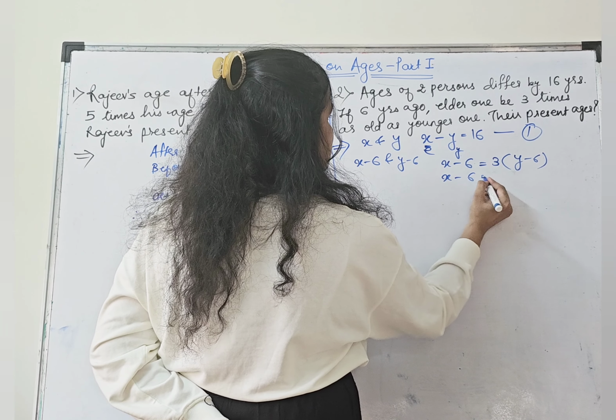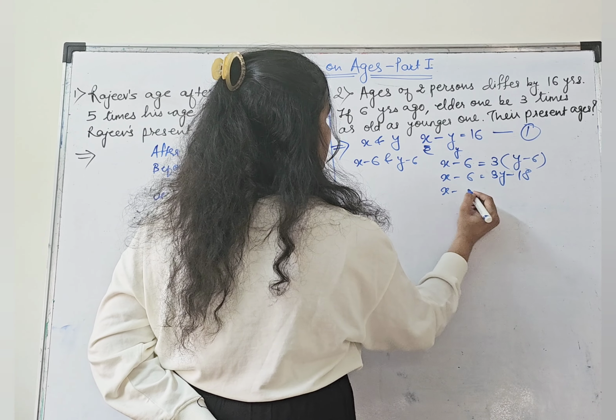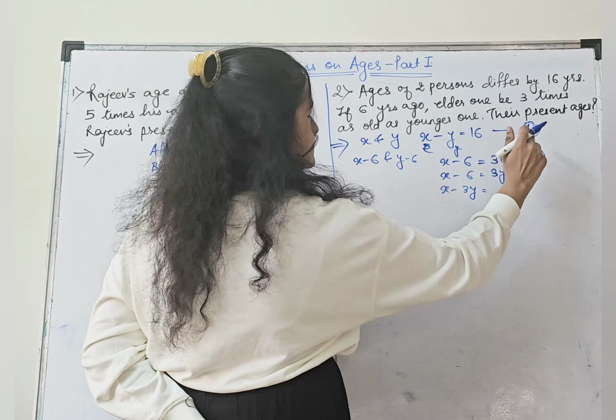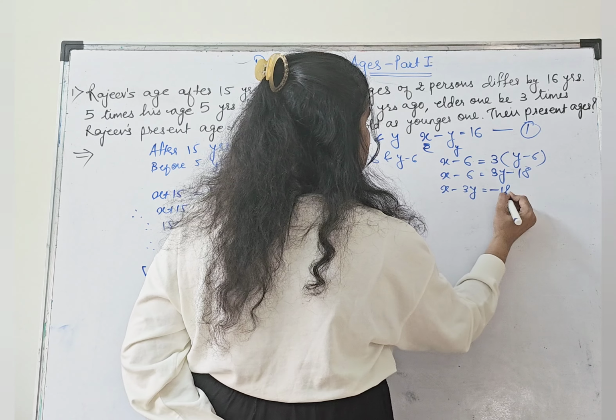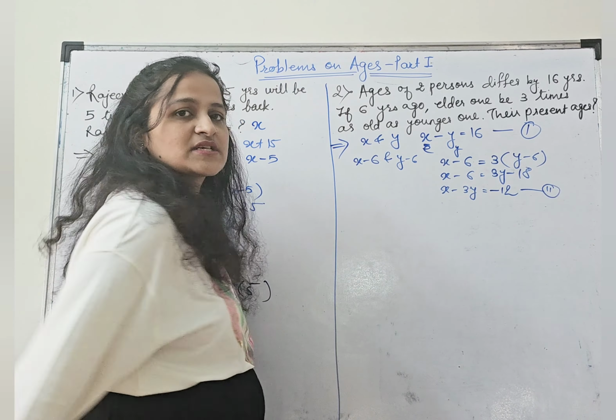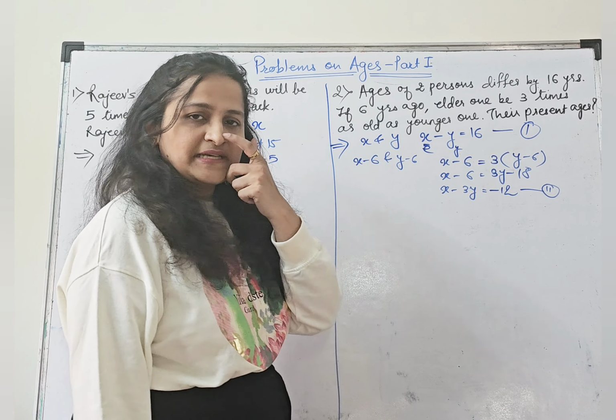X minus 6 equals to 3y minus 18. So x minus 3y equals to, take this 6 minus 6 there, so it is going to be plus 6, minus 18 plus 6 is minus 12. This is going to be your equation number 2. Now let's solve these two equations simultaneously.